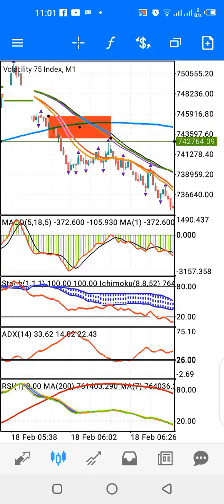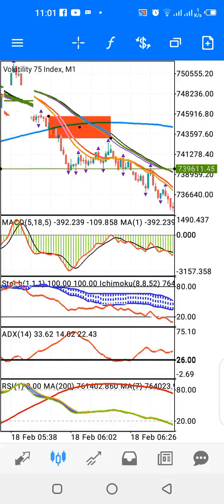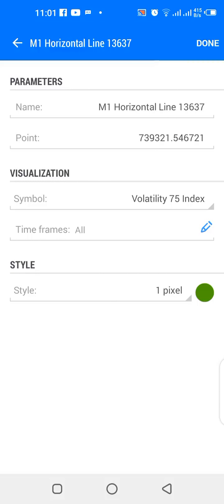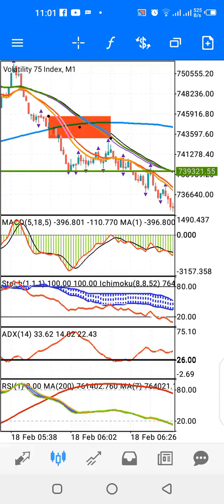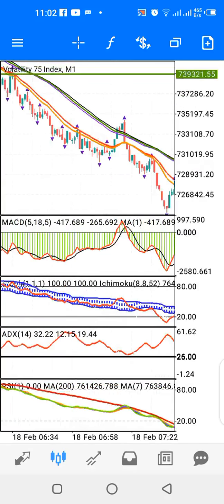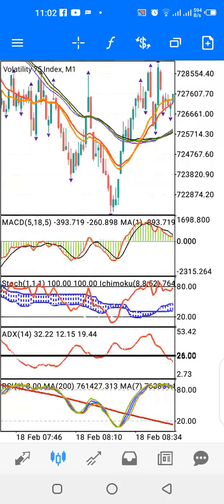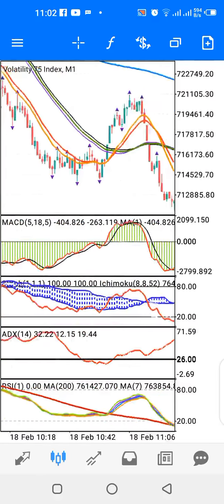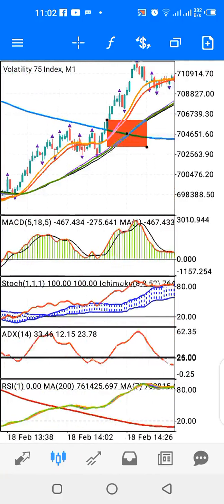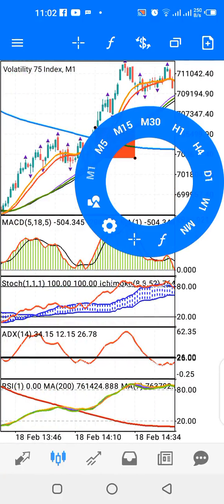Okay, let's assume we place our sell trade somewhere around here. Just a minute. Okay. All right, we place it at 739,321, and the bearish trend started at that point. Down, until we have another trend change somewhere here.